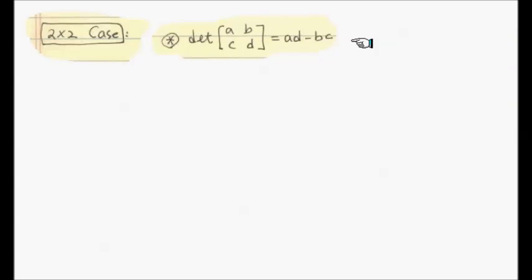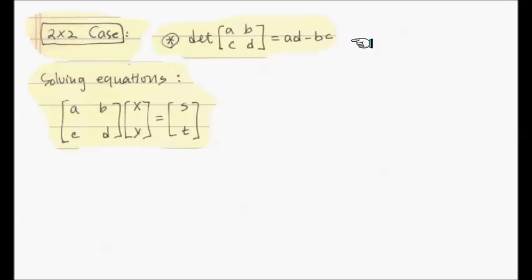Next thing I'm going to introduce is, we've seen the inverse formula, but let's see how we're going to use that inverse matrix to solve a general system of two linear equations in two variables. In matrix notation, it looks like this: A, B, C, D, which makes AX plus BY equals S, and CX plus DY equals T. Those two linear equations can be put into one single matrix equation like this.